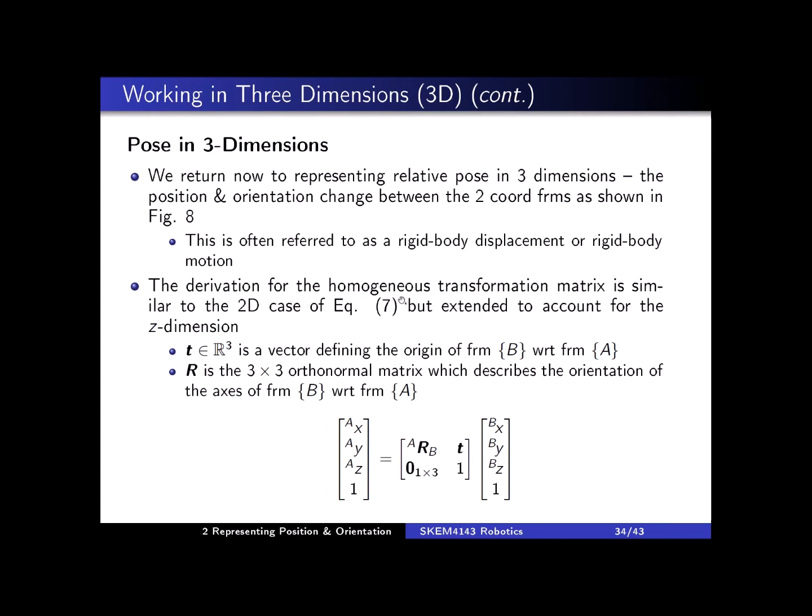The derivation for the homogeneous transformation matrix is similar to the previous 2D case, but extended to account for the z dimension. So this is how it looks. As you can see, it's similar, except that this is now 4 by 1. This is 3 by 3 instead of 2 by 2. This is 3 by 1, and the last row is 0, 0, 0, 1. So the homogeneous transformation matrix is now 4 by 4. It's not 3 by 3 anymore. In the two-dimensional case, the homogeneous transformation matrix is a 3 by 3 matrix.